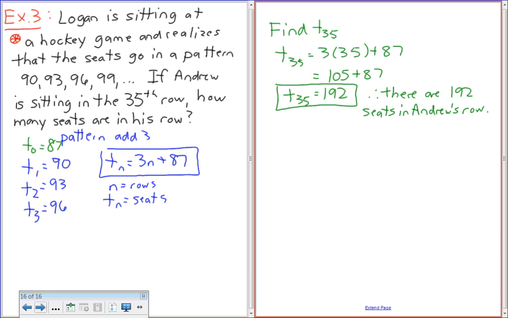Homework. Page 439, number 3 to 7. Page 443, number 3. And page 447, number 8.